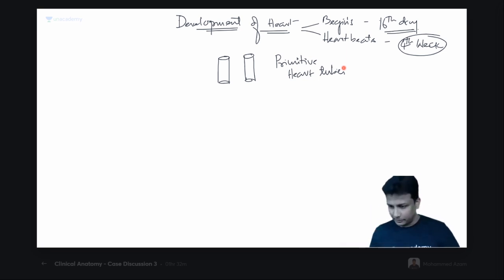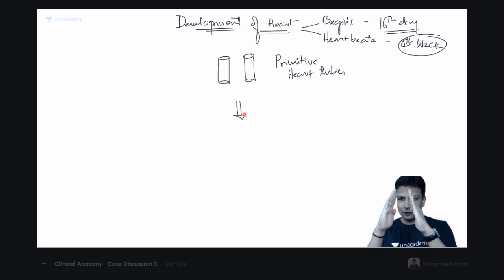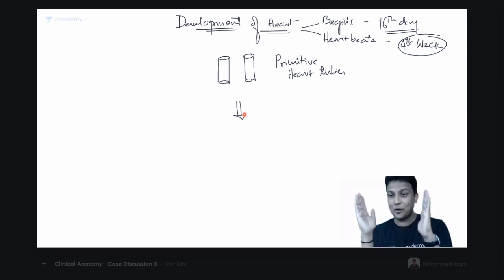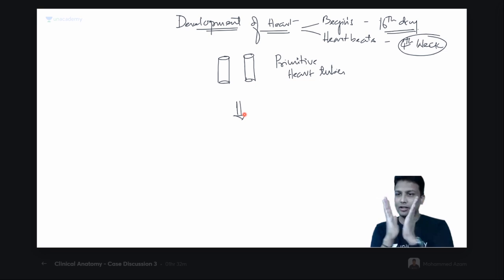Question number one to you people. These two heart tubes are going to fuse together. Of course, they'll fuse together. Imagine there are two heart tubes. How are they going to fuse? Are they going to fuse only cranially? Only caudally? Or are they going to fuse completely? What is the right option? Don't say all of the above right now. Are they going to fuse only cranially, only caudally, or completely, guys? What is the correct answer?